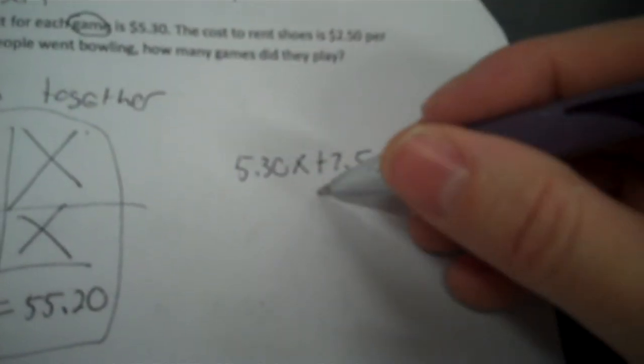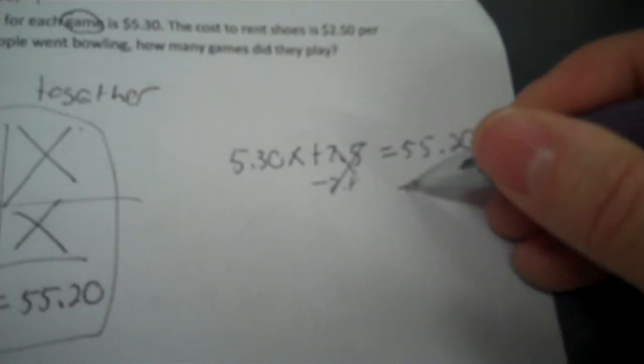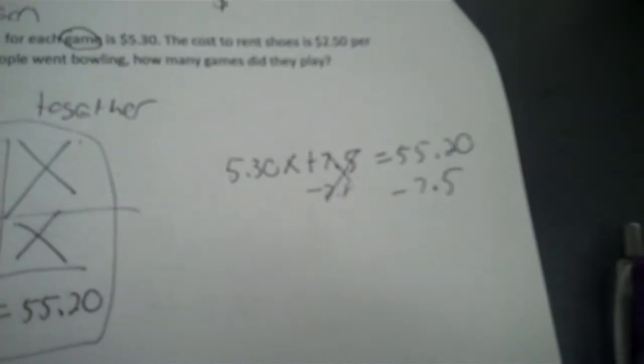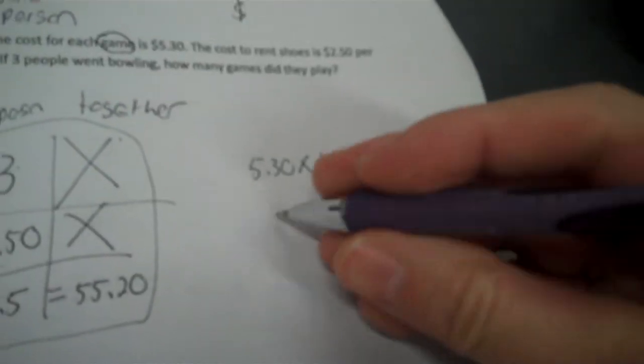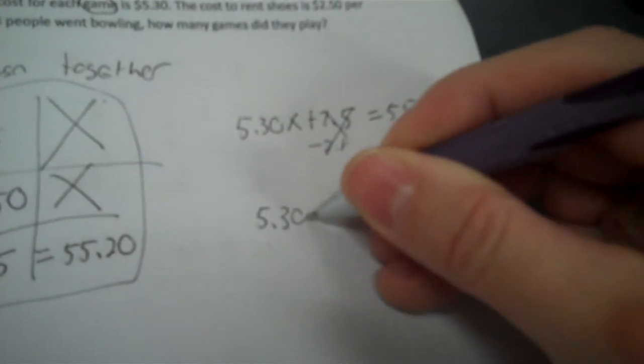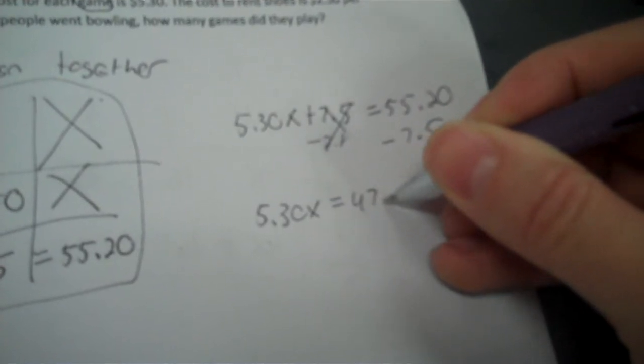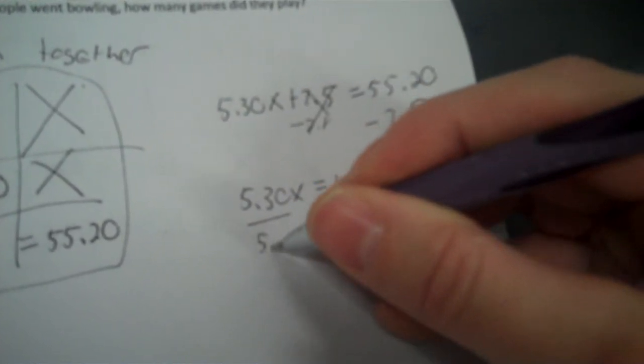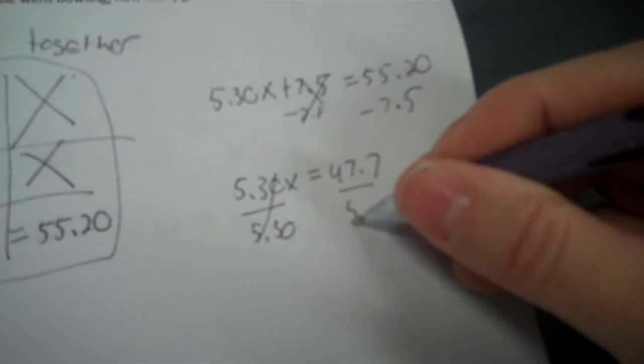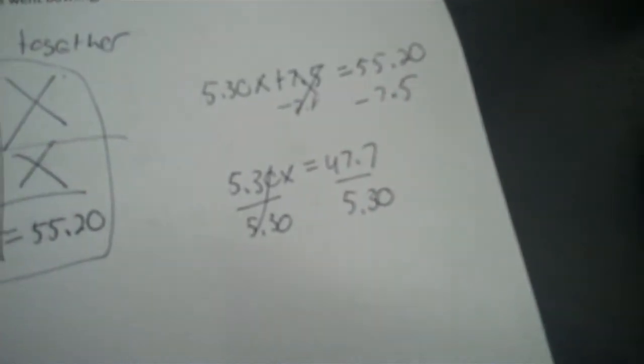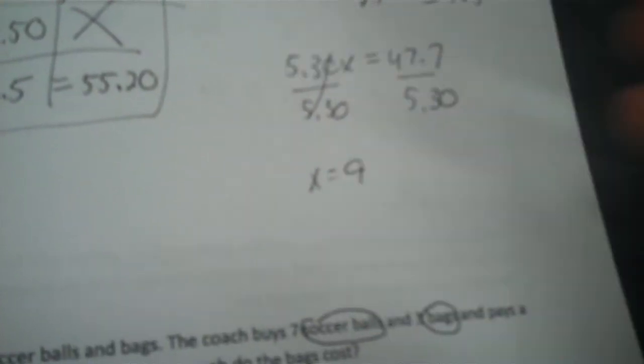Okay, then I subtract the 7.5 from both sides. 55.20 minus 7.5 is going to be 47.7. Then I divide by 5.30. And then I divide. I have my answer. I got 9. X equals 9, so they played 9 games.